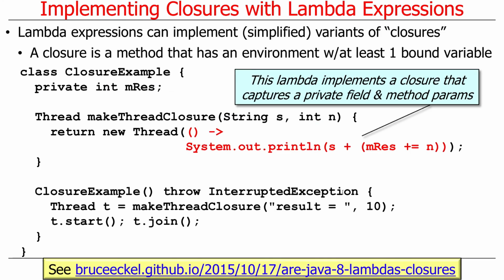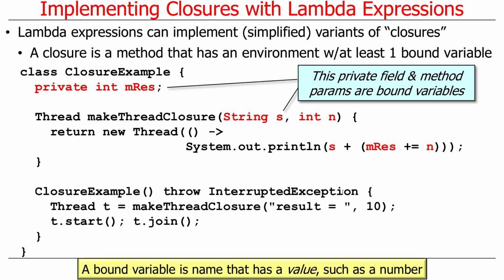All right, so let's take a look and see how this works. Oh, and you can also see here, by the way, that what we're going to do down here is call make thread closure, which is calling that factory method. And we're going to pass in the string that we want to give and the initial value n. Then, in a separate thread of control, it's going to print the string, and it's going to increment mres by n. So it's going to read n, and it's going to update mres. I'll explain that more in a second.